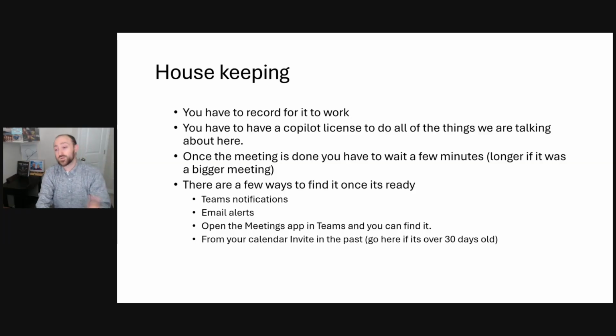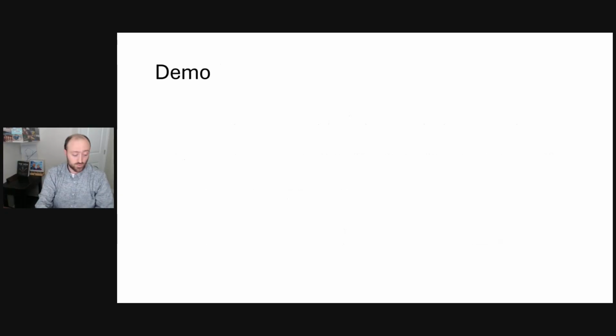If you wait too long and it's been over 30 days since the recording happened, in your meetings app it'll cut off and it'll say, if you're looking for anything older than 30 days, you have to go find the invite on your calendar for when that thing happened. And then from there, you can find the Copilot interaction to go chat with it and talk through stuff. So we'll do a quick demo.